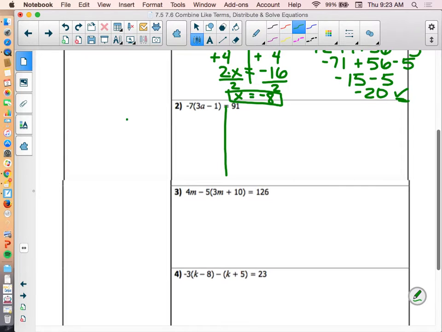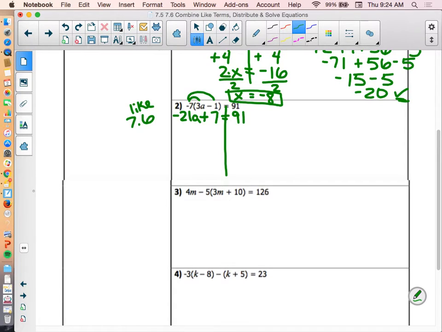Okay, so now to look at a problem like 7, 6. This is the distributive property. So you have to distribute, and remember that means that I'm multiplying negative 7 by 3a, and then I'm multiplying negative 7 times negative 1. That's because of stay, change, change. Negative 7 times 3 is negative 21a, and then negative 7 times negative 1 is plus 7. Make sure you have the plus, and that equals 91.